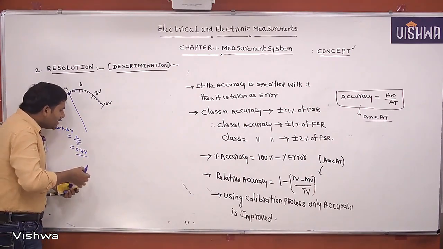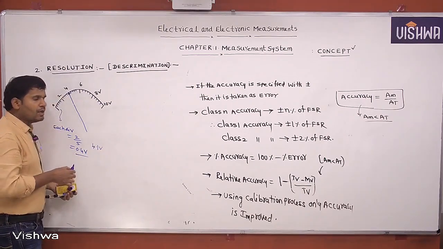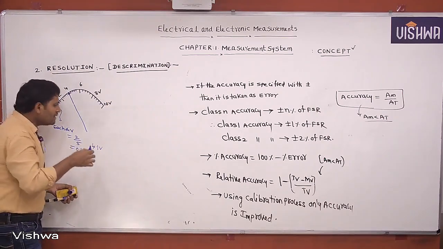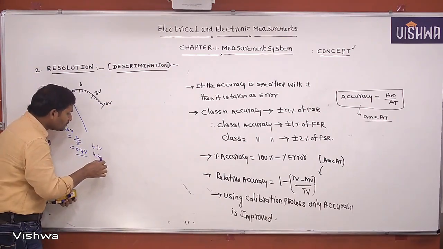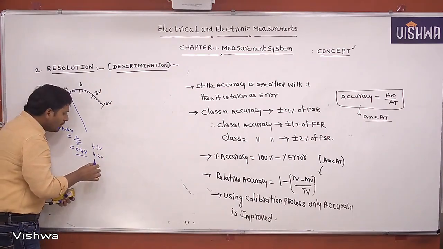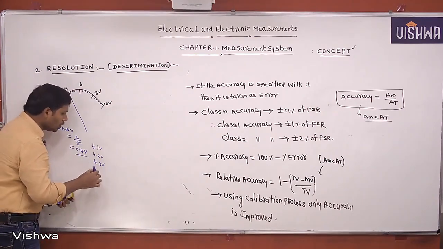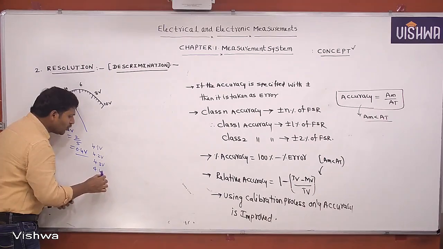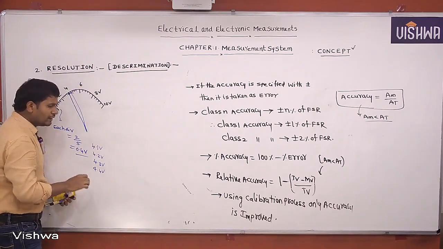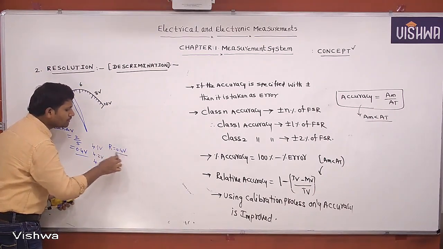Now I am increasing the input to 4.1 volts. Still the pointer is at 4 volts only. Now I am increasing the input to 4.2 volts. Still the pointer is at 4 volts only. Now 4.3 volts. Still the pointer is at 4 volts. Now I am increasing the input to 4.4 volts. Now the meter shows the reading of 4.4 volts. Then the resolution of this voltmeter is 0.4 volts.